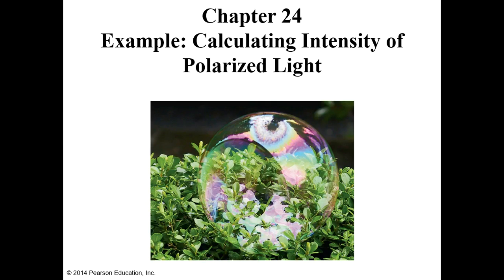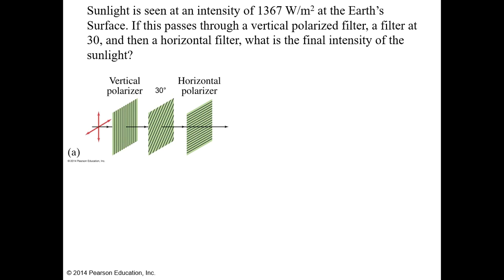Let's do an example using Malus's law in calculating the intensity of polarized light. So here we have a series of polarized filters, one that's oriented vertically, one that's oriented 30 degrees from that, and then you have a horizontal filter. So as you go from vertical to the second filter, it makes 30 degrees. But as you go from the second filter to horizontal, that makes an angle of 60 degrees. Okay, so that's the setup.